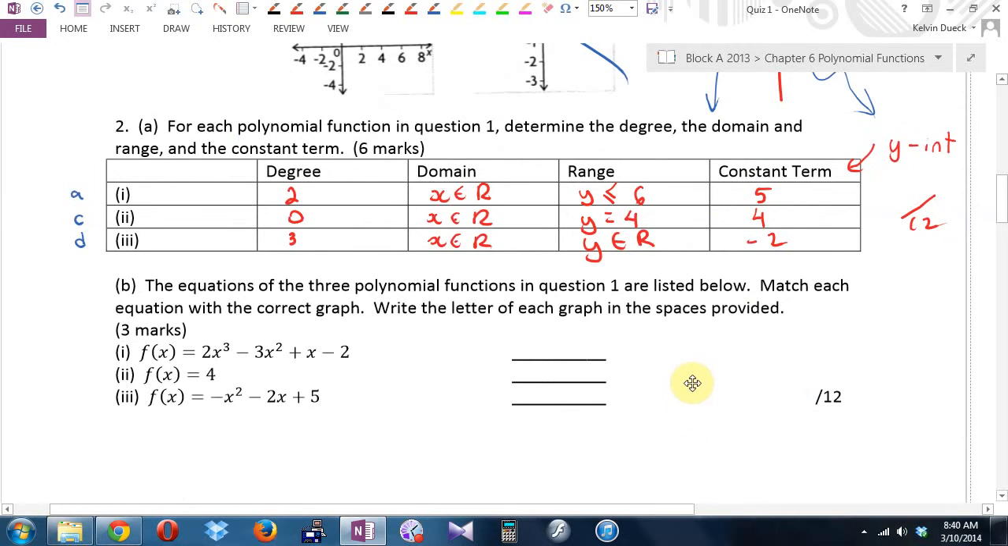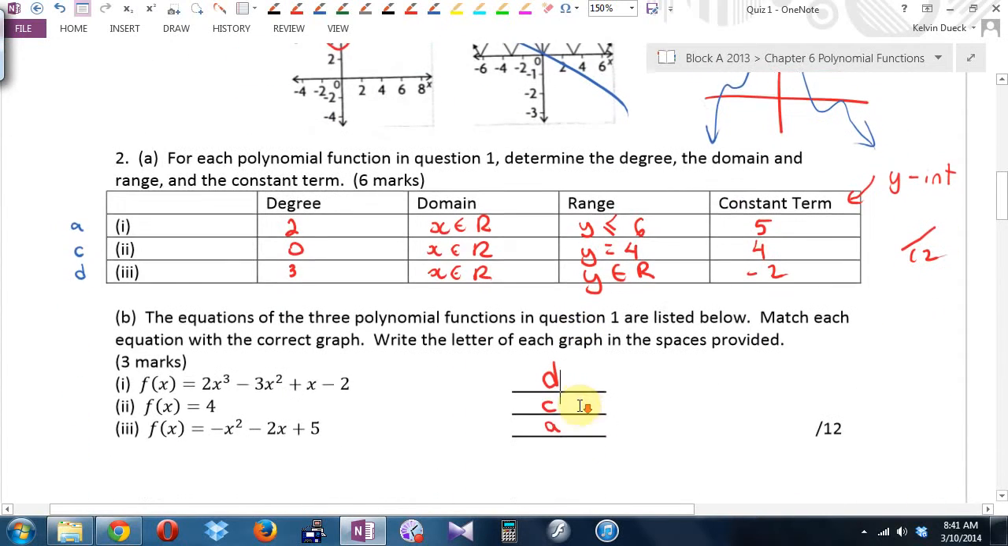B says the equations are listed below. Match them with the correct graph. The x cubed, well, that was graph D. The constant term, that was graph C. And the parabola opening down, graph A.